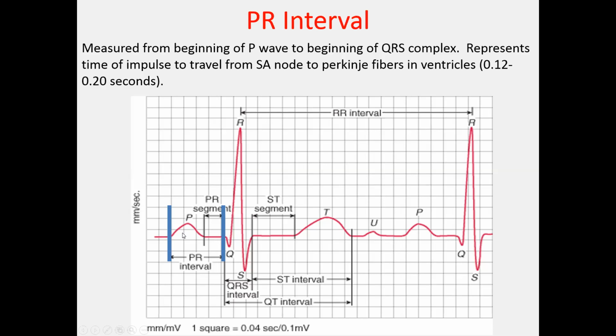So you're going to, again, measure from the beginning of the P wave to the beginning of the QRS, and it should be between 3 to 5 little boxes. And what are we measuring? The time it takes for that electrical impulse to get from the SA node to the Purkinje fibers.